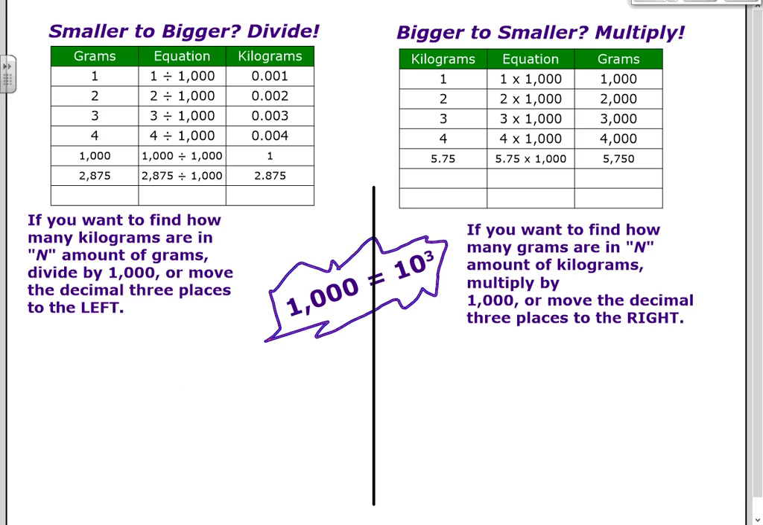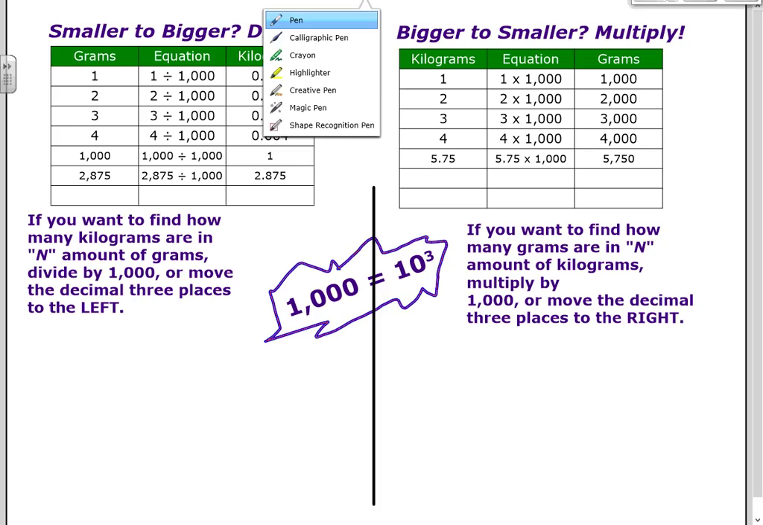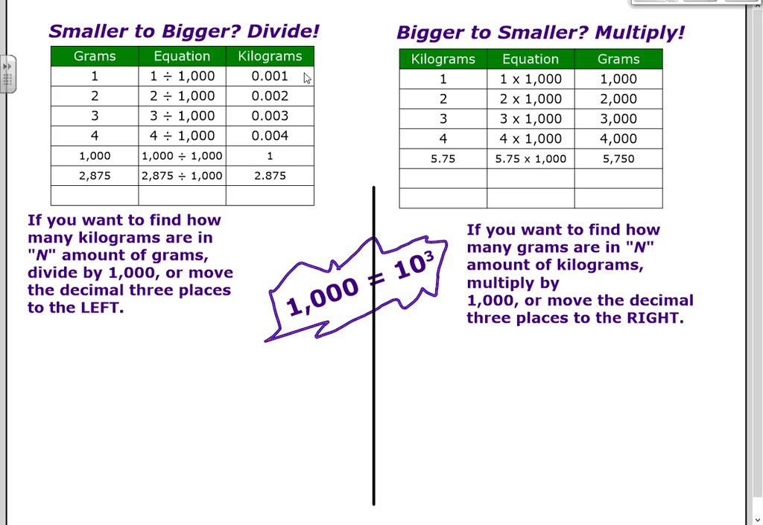So if we look at this again, if we are going to convert from a bigger unit to a smaller unit, we multiply, and from smaller to bigger, you divide. And remember too that I can write 1,000 as 10 to the third.